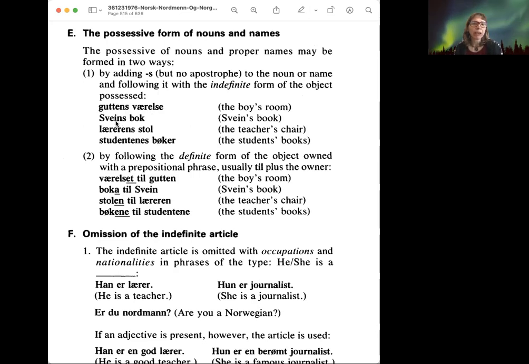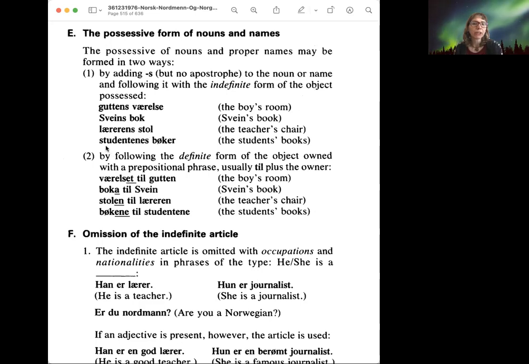Next one, here's another example. Sveins bok. Sveins book, again, no apostrophe S. And we don't say Sveins boken, making it definite. We want to keep the noun in the indefinite form, book, not saying the book, but just saying Sveins bok. Here's another example. Lærerens stol, the teacher's chair. And again, just adding that S without apostrophe and not adding stolen. We don't do that. Not making it the chair, but just saying lærerens stol.